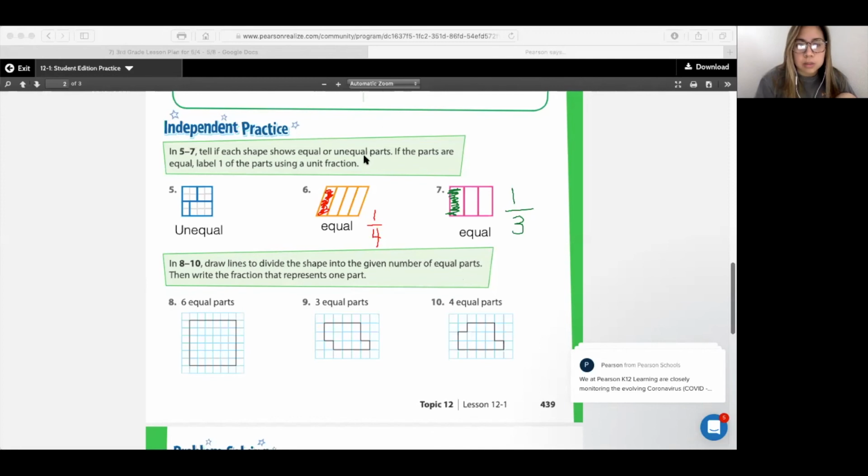Let me go ahead and go to black. Let me zoom up for you guys. Can I zoom up? No, I cannot zoom up. Awesome.